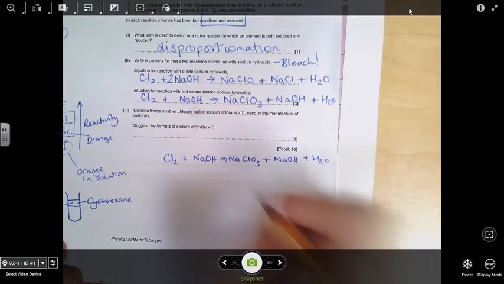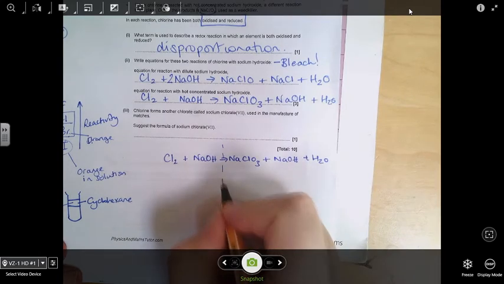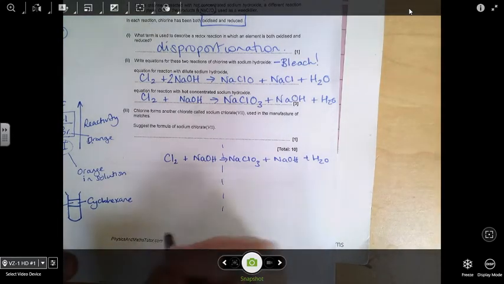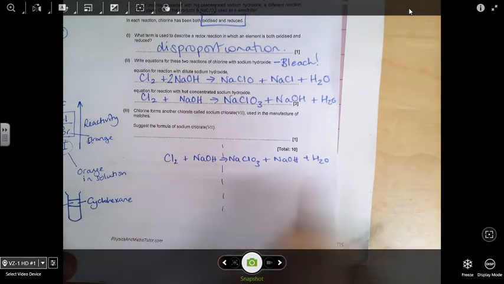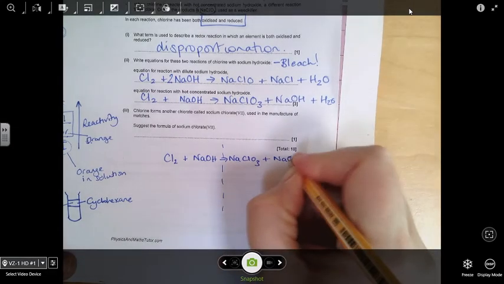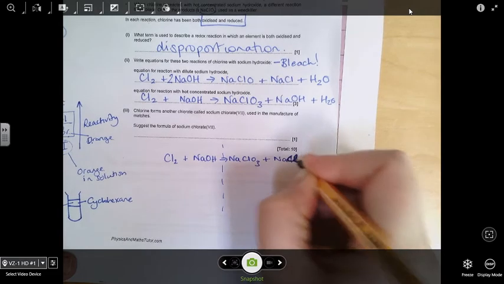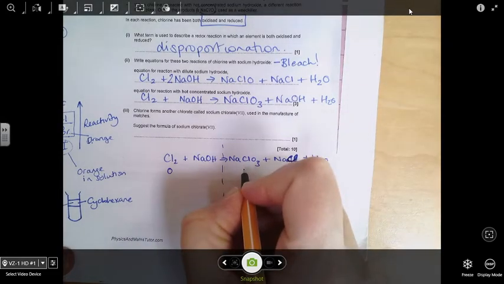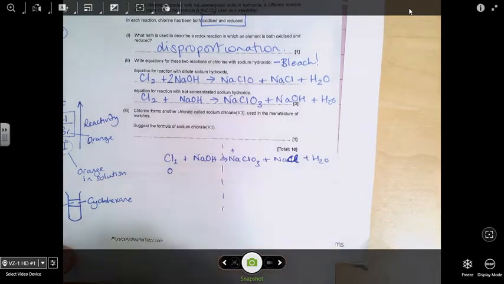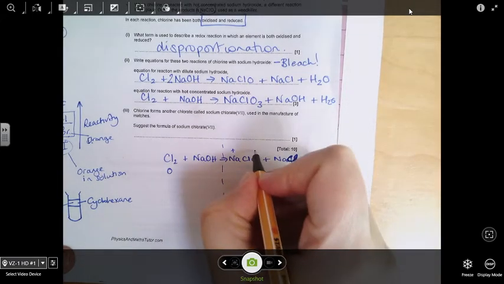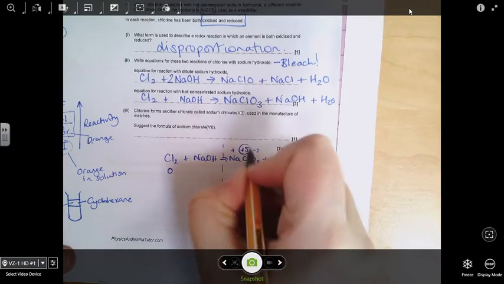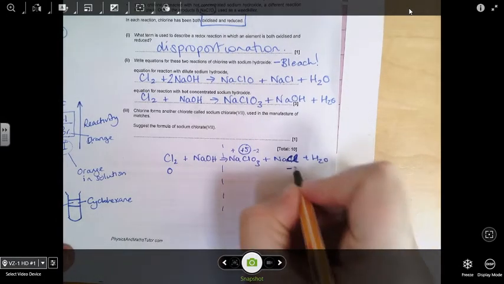So we know that in this reaction it's the chlorine that is both oxidised and reduced because it's a disproportionation reaction. So if we take a look at what the oxidation states are in each of the chlorine species we've got, we've got chlorine there, element in a standard state, so oxidation state is 0. The chlorine in this part, if Na is 1+ and each of the oxygens are -2, then the chlorine must be +5. And in this one, the chlorine is -1.